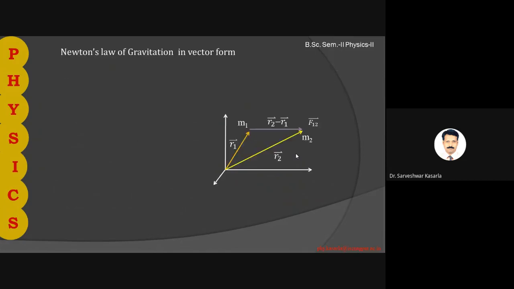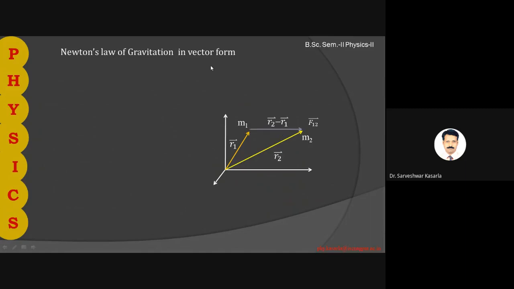Okay, so Newton's law of gravitation can also be put in the vector form, because force is a vector quantity. Force is a vector quantity that must be put in a vector form. So here in the diagram, say m1 is the mass having position vector say r1, and m2 is another mass having position vector say r2. So vector r2 minus r1 is this vector joining m1 and m2.